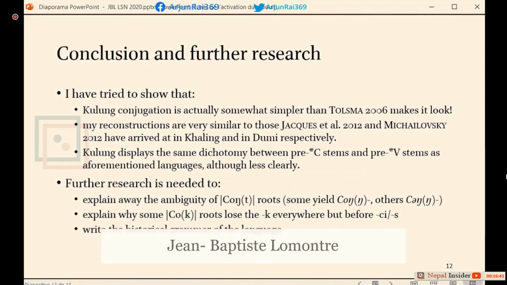But further research is needed to explain the ambiguity of some roots, mainly roots ending in ng. I also need to explain why some roots with the final k lose that k everywhere, but before the dual suffix tsi, and the historical grammar of the language remains to be written also.